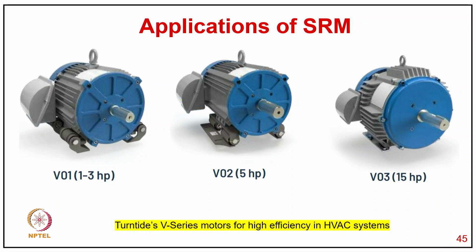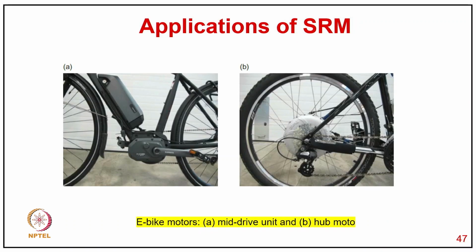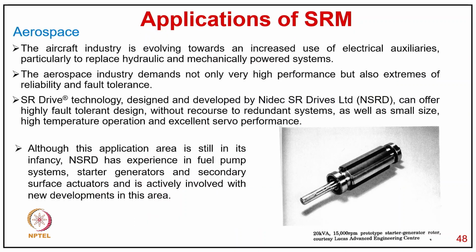And these are the typical versions of the Sri Lankan motor, 29V series motor for high efficiency heating ventilation AC system from 1 HP to 3 HP or 5 HP or 15 HP. Then of course the 20 kW Sri Lankan motor drive for the e-bike motors for mid drive unit and hub motor. So for aerospace application, as you can see, a 20 kVA, 15000 rpm prototype starter generator rotor by Lucas Advanced Engineering Center.